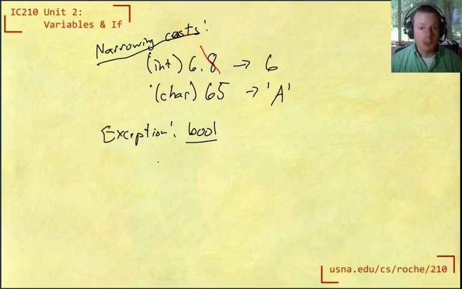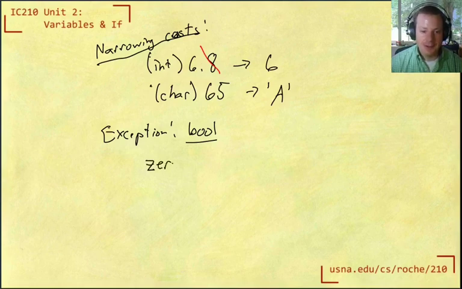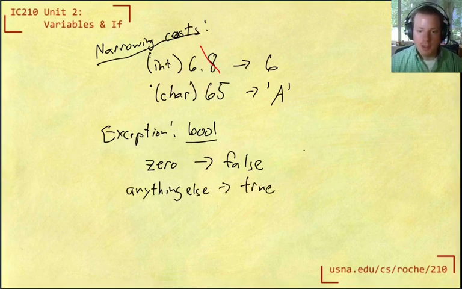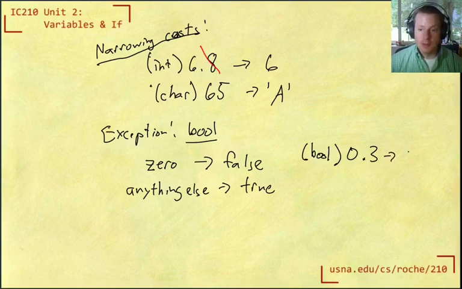The rule for bool is that anything that's 0 becomes false, and anything else becomes true. So what would be the conversion if I cast 0.3 to a bool? Well, 0.3 is not equal to 0, so that would become true.